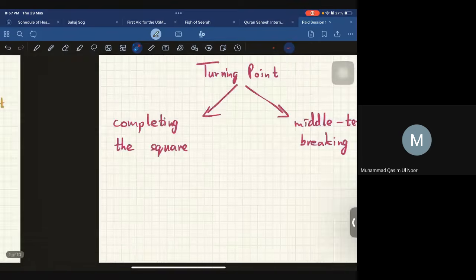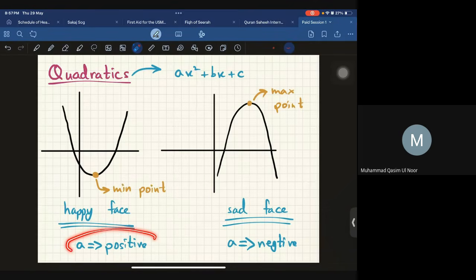Remember that a positive value of A means that it's a minimum point and a happy face curve. So positive and happy. A negative value of A means it's a sad face. So negative and a sad face curve will have a maximum point.